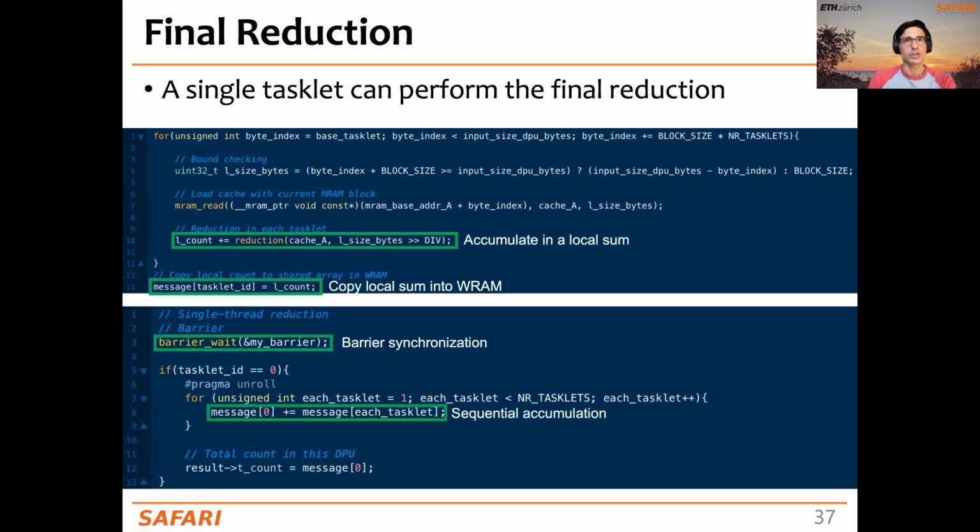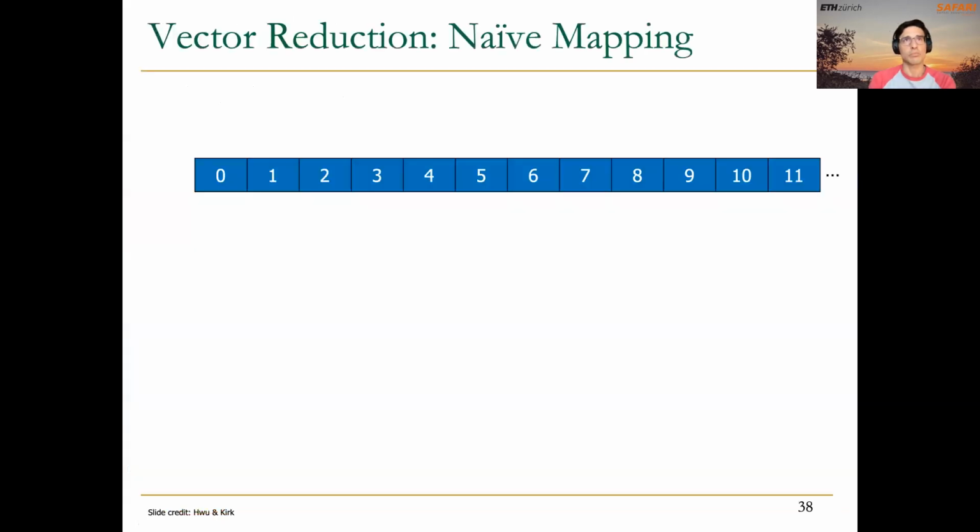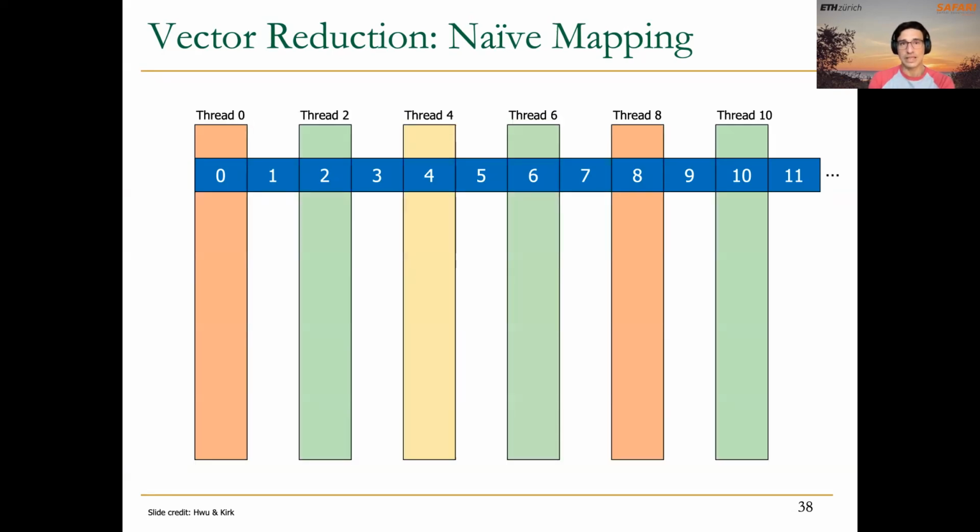So here you see the barrier synchronization, and here the sequential accumulation that tasklet 0 in this case performs. But this last step could also be done in parallel by using a tree-based reduction. You can here see a very basic naive mapping of multiple threads, or in this case multiple tasklets, to perform a tree-based reduction.